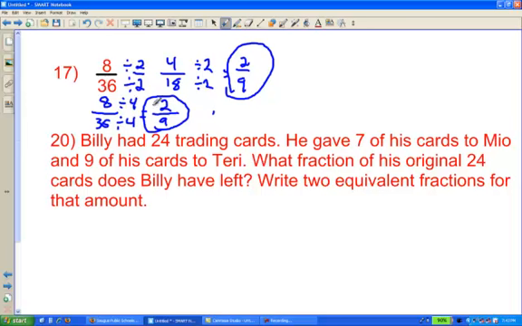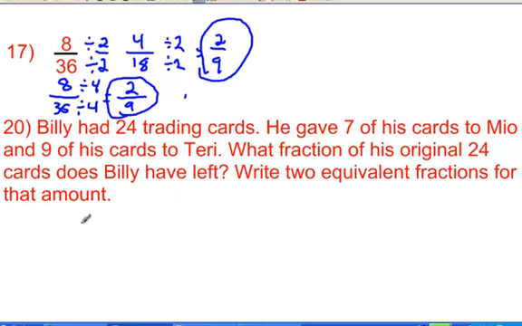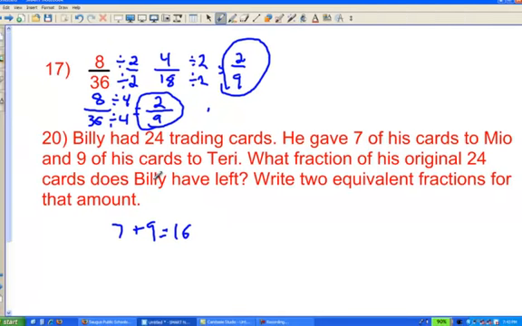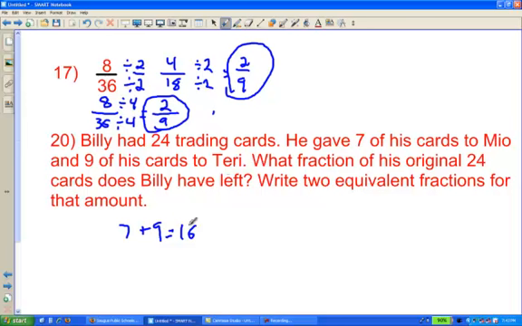Last problem here, and then you're home free. Number 20. Billy had 24 trading cards. He gave 7 of his cards to Michael and 9 of his cards to Terry. So if he gave away 7 and then he gave away another 9, how many cards did he give away total? He gave away 16 total. It says, what fraction of his original 24 cards does Billy have left? Well, he gave away 16, so how many does he have left? He has 8 left, and it says to write a fraction, so 8 out of 24 is what he has left.